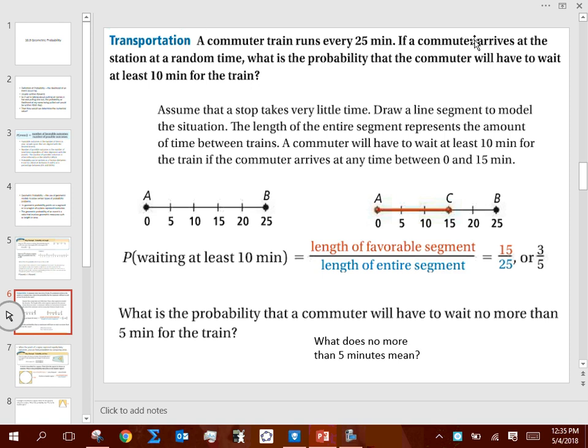At least would mean what? 10 minutes or more. At least means that is the bare minimum that we have to wait, but it could be more.